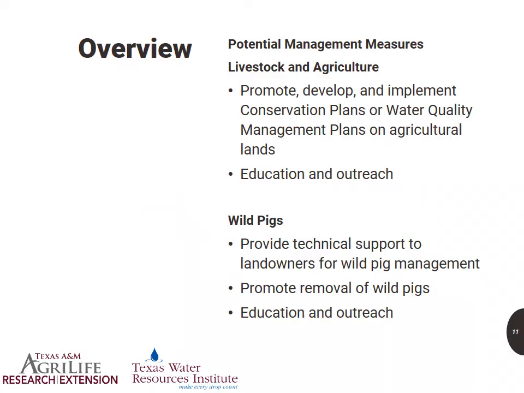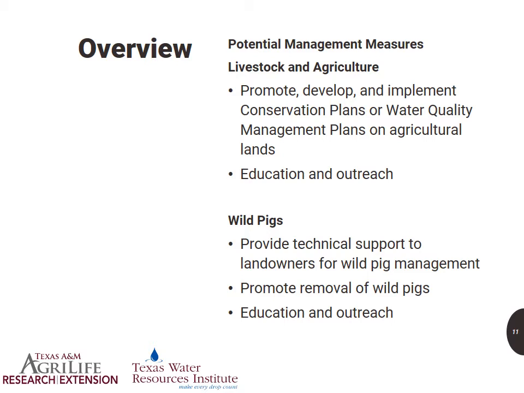Just as Lucas said before, in order to improve the water quality and reduce bacteria and nutrients in Petronila and San Fernando, we're going to need a variety of solutions looking at all the different potential sources of pollution. So when we think about the management measures, we really want to make sure that we are addressing all of the potential sources of pollution. So some of the examples of what we talked about at our work group meetings were for livestock and agriculture. Really, it's promoting, developing, and implementing those conservation plans or water quality management plans with landowners.